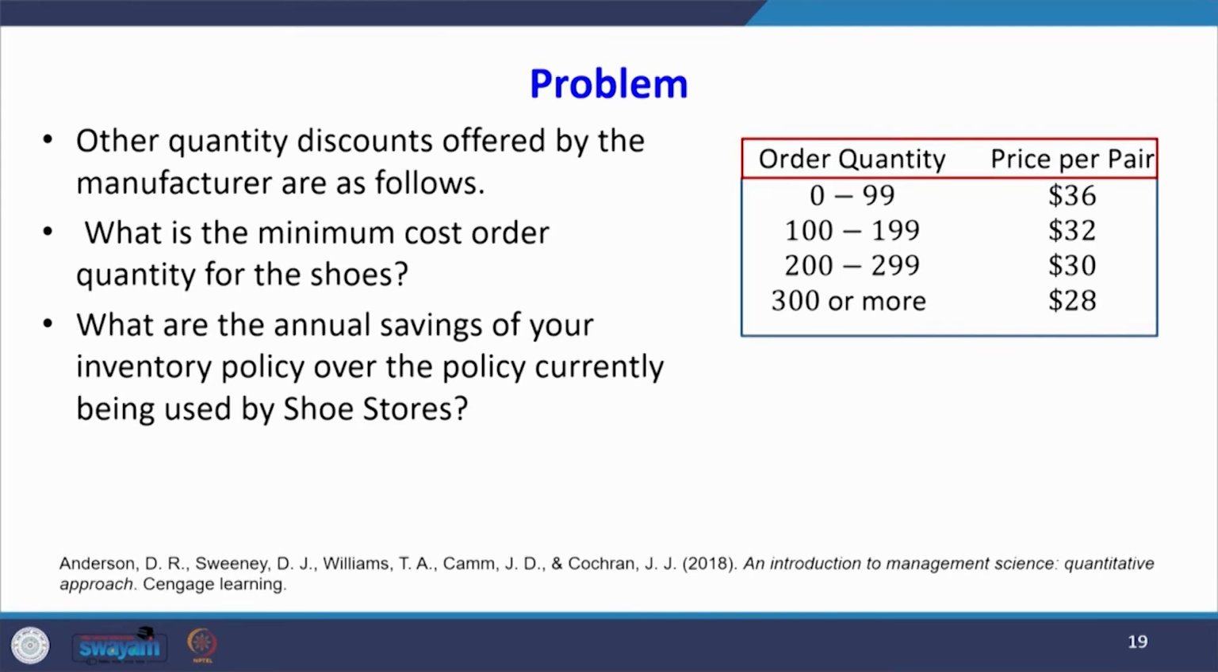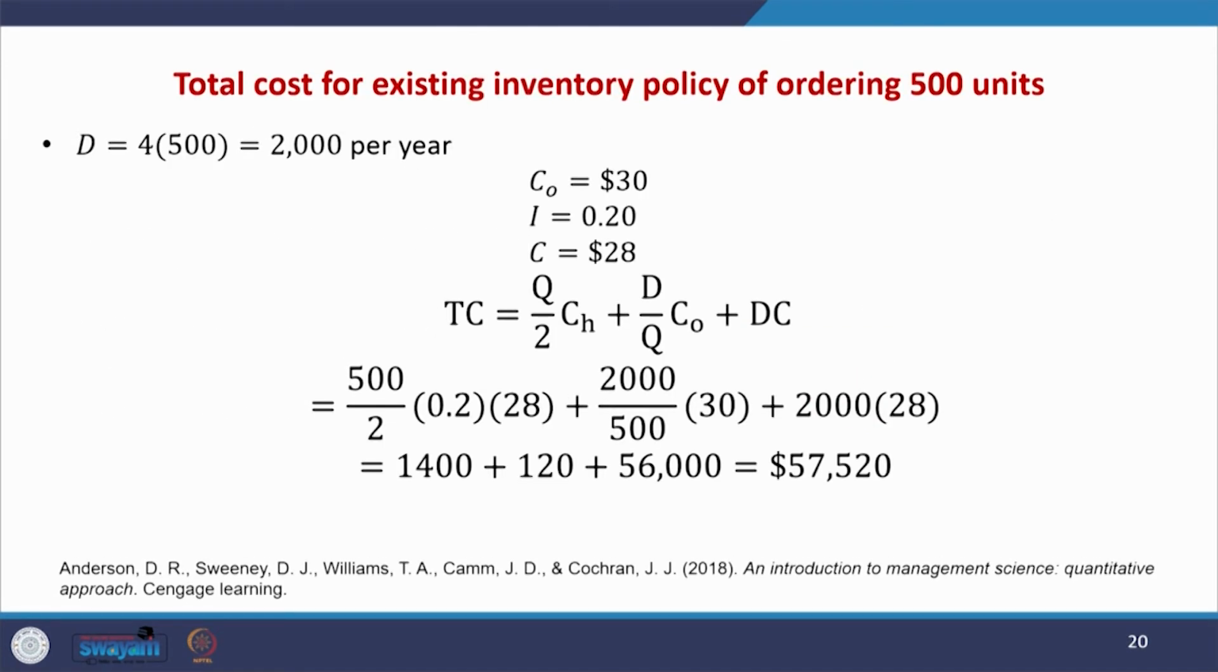What is the current policy? They are ordering 500 units. So, now the supplier is giving a discount policy. So, we are going to compare whether I should continue with my current policy or take this offer, which is most profitable for me. So, what is the first step? We have seen previously, the first step is we have to find Q1, Q2, Q3 and Q4.